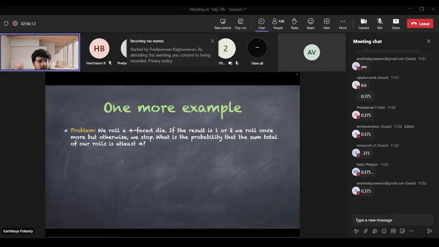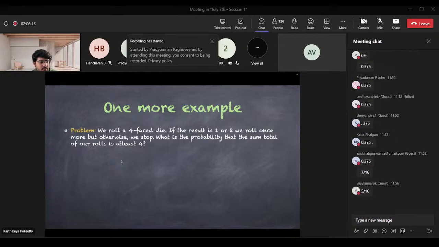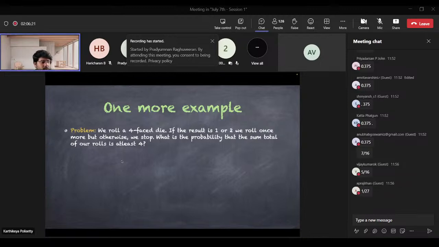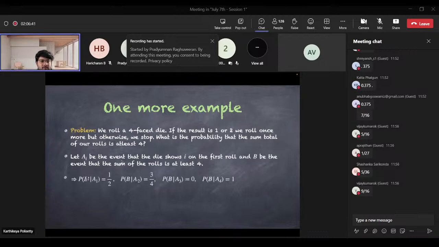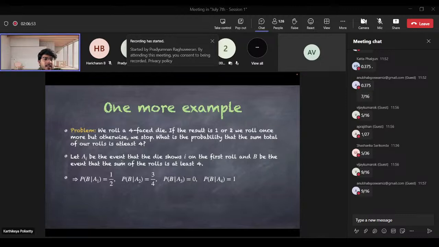So is the question clear? I could see different answers. So we'll see. Let A_i be the event that the die shows i on the first roll, and B be the event that the sum of rolls is at least 4. So what we want ultimately is P of B. P of B is, by the total probability theorem, the sum of P of A_i intersection B.